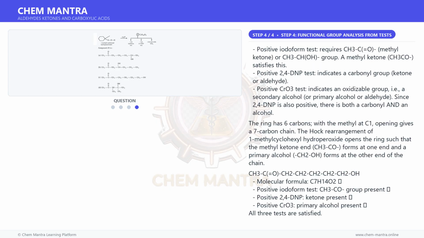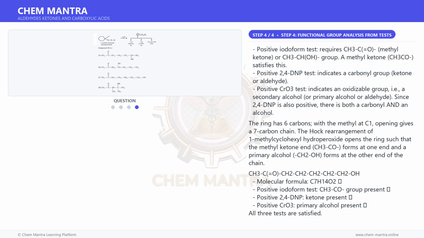And for the final step, a positive iodoform test requires a CH3C=O methyl ketone or CH3CH(OH) group. A methyl ketone, CH3CO, satisfies this. A positive 2,4-DNP test indicates a carbonyl group, ketone or aldehyde. A positive CrO3 test indicates an oxidizable group, i.e., a secondary alcohol, primary alcohol, or aldehyde. Since 2,4-DNP is also positive, there is both a carbonyl and an alcohol.